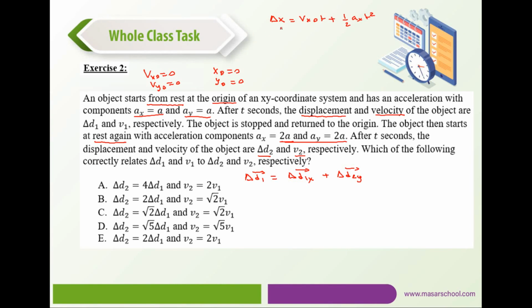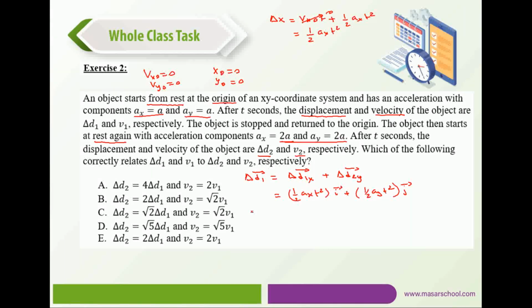Because we are starting from rest, this term would be 0. Then the displacement along the horizontal would be given by half axt squared. This can be written as half axt squared multiplied by the unit vector i, plus similarly along the vertical half ayt squared multiplied by the unit vector j. Then this is the displacement in 2 dimensions.